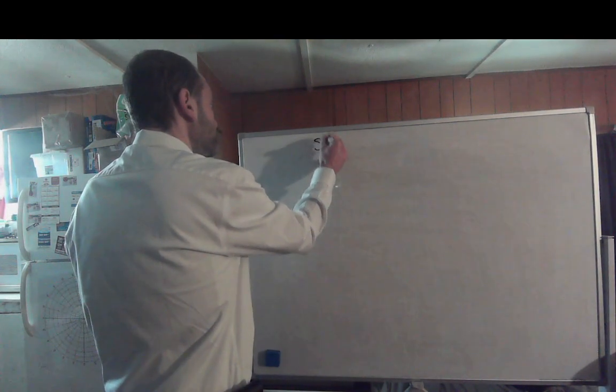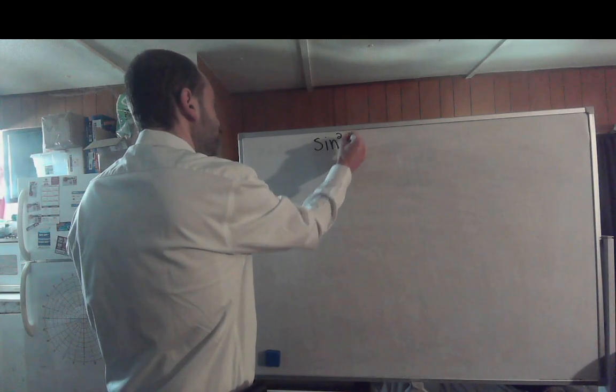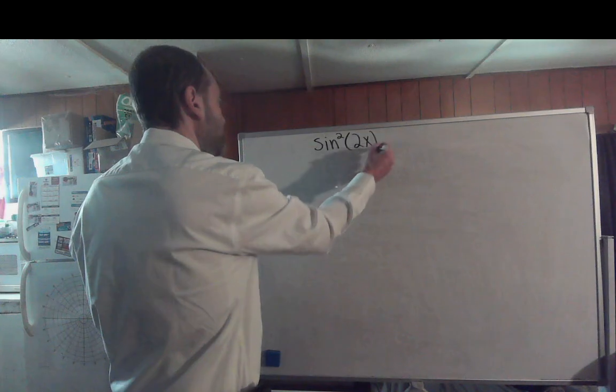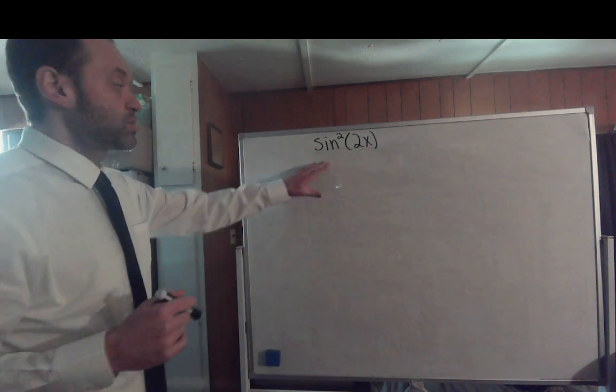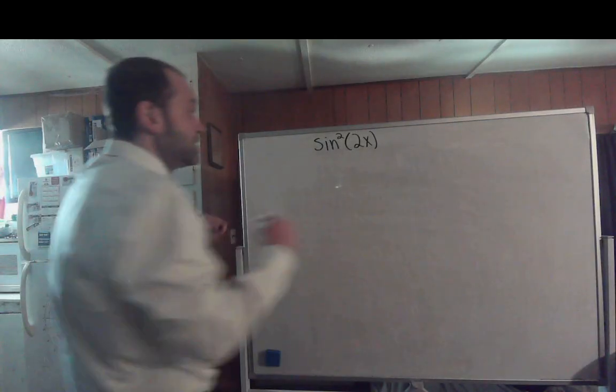Let's see. Let's do the sine squared of 2x. We'll take it a little bit easier this time. Let's do the sine squared of 2x. So let's use the power reducing formula again.